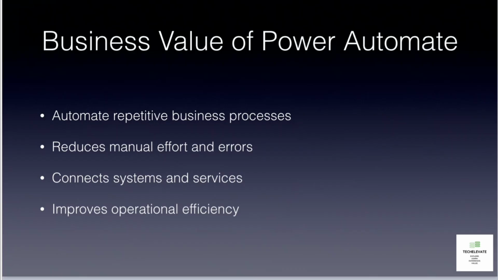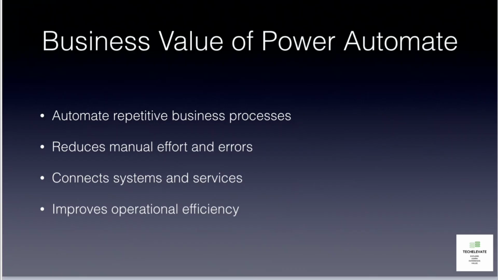Business value number 6, improve accuracy and compliance. Manual processes are prone to human error. Power Automate improves accuracy by following predefined logic every time, validating conditions automatically, and logging actions for auditing. Organizations benefit from more consistent outcomes, better compliance, and reduced risk. This is especially valuable in regulated industries.